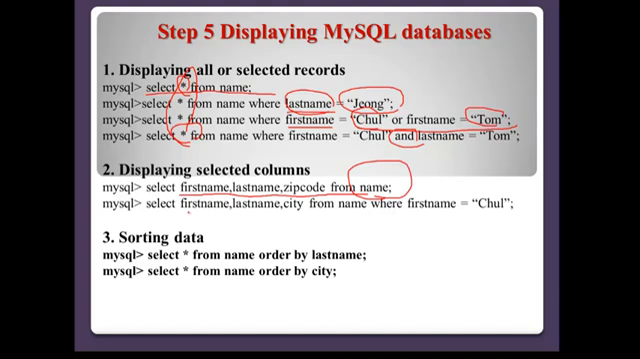For example, select first name, last name, city from name. In this case, the first name must be Char. In this case, we can see only first name, last name, city like this. Number 3, sorting data. Select from name order by last name. In this case, we can see all the data from the table name, but the order will be made by last name, and this one, city. Okay, then try to use this command.